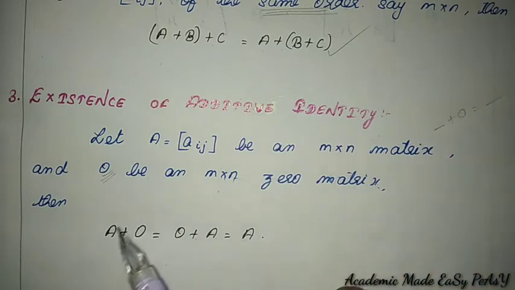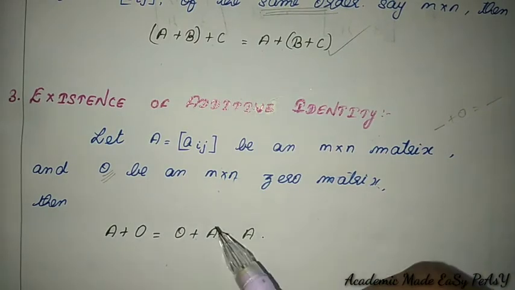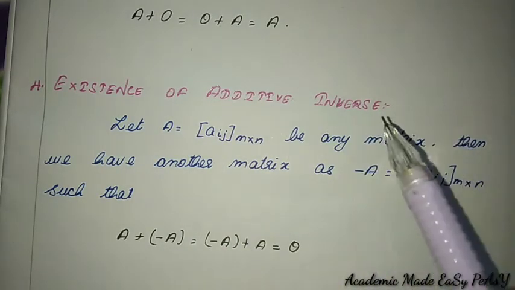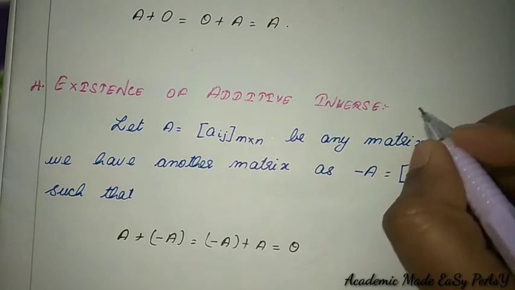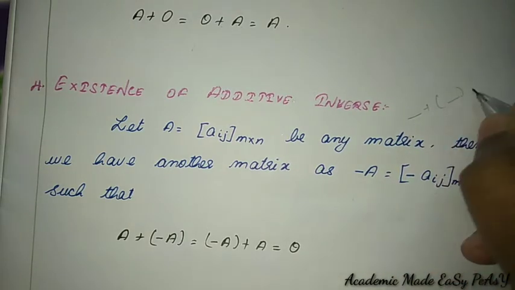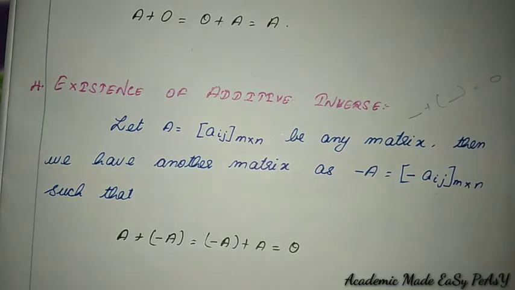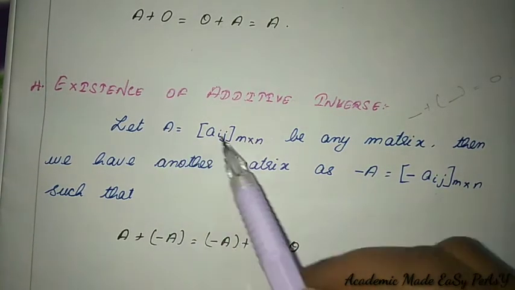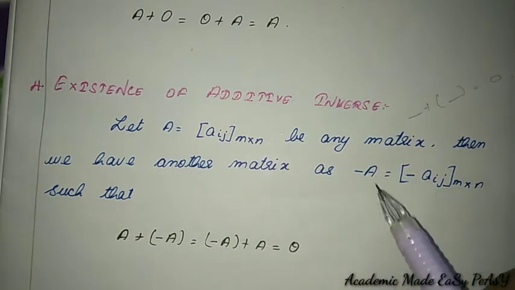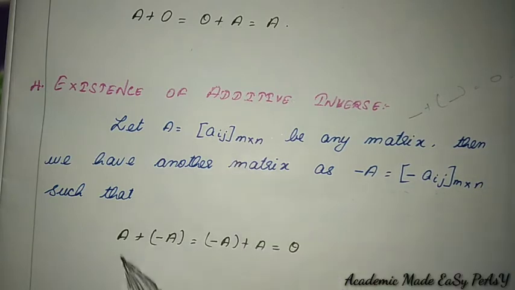Here also same. A matrix with a 0 matrix is equal to the same matrix itself. Existence of additive inverse. So in the normal properties itself we have learned some number plus negative of that number is equal to 0. The same here, let A is equal to Aij, an M by N matrix. Then we have another matrix, minus A is equal to minus Aij of the same order, such that A plus minus A is equal to minus A plus A is equal to 0 matrix.